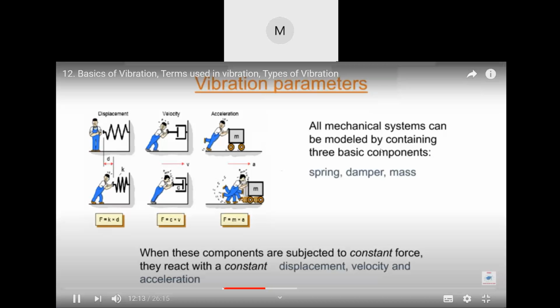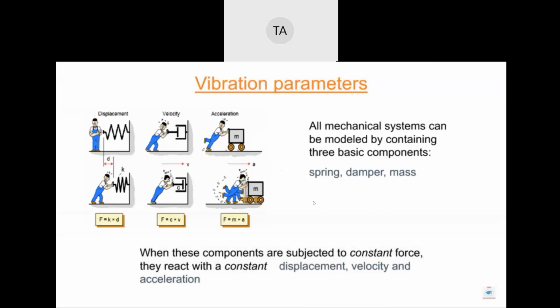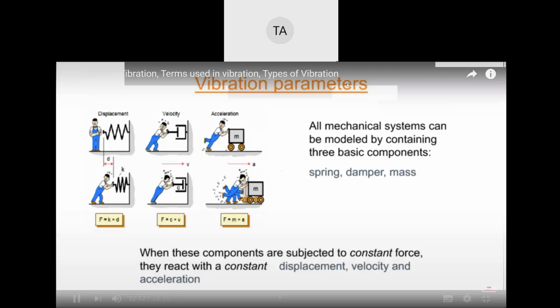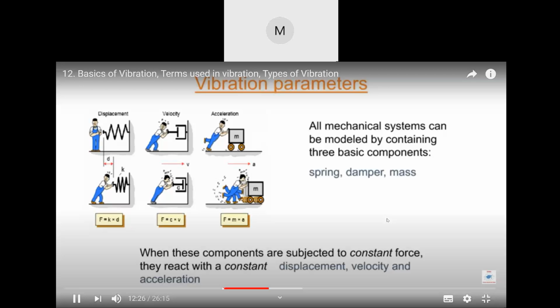Generally, these three parameters will be explained. Which parameters? Displacement, velocity, and acceleration. Based on these three components only, that is spring, damper, and mass, when these components are subjected to constant force, they react with a constant displacement, velocity, and acceleration.